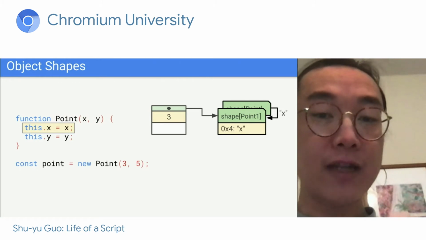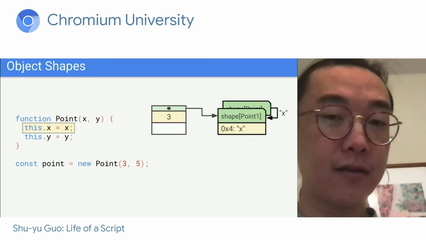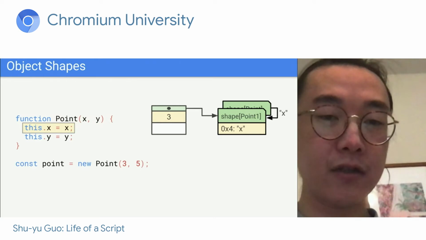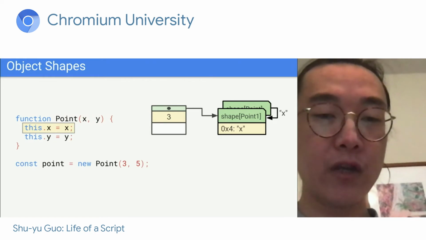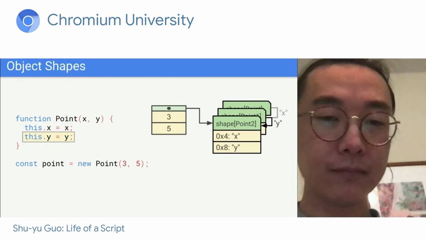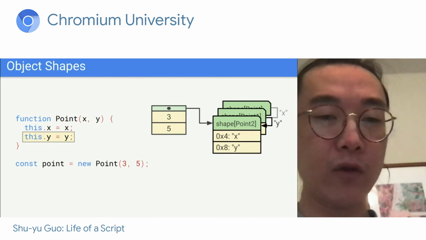We then transition. This is the insertion history part. We transition the empty shape into the shape containing the single property x at offset 4. The whole point of this chain is that we can reuse it later. And then similarly, we add y, and then we transition x to y.